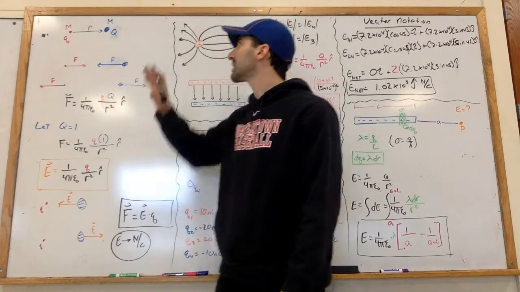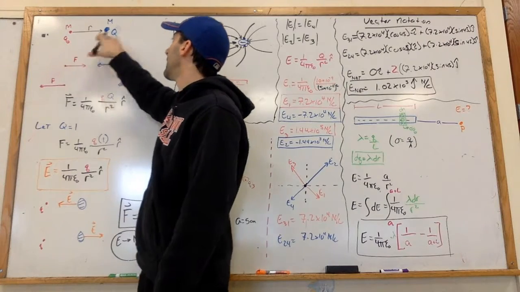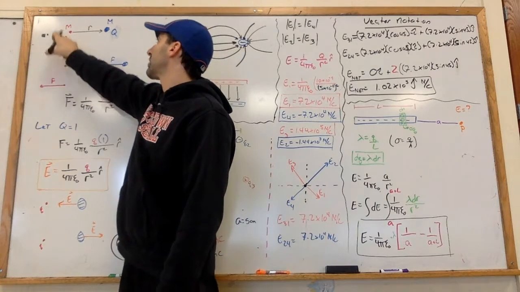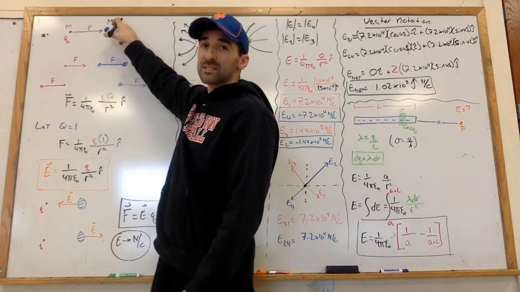Today we're going to have a kind of total review of electric force and electric field. To do that, we're going to start with two charges, say small q and big Q. This small q has a mass small m, big Q has a mass big M.